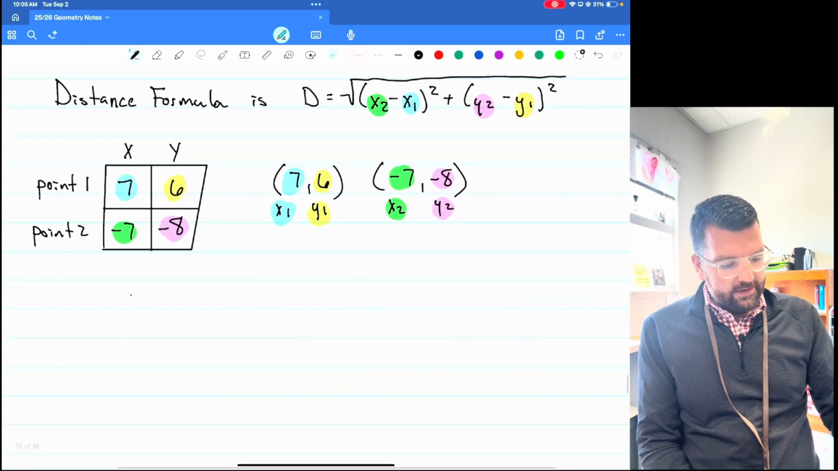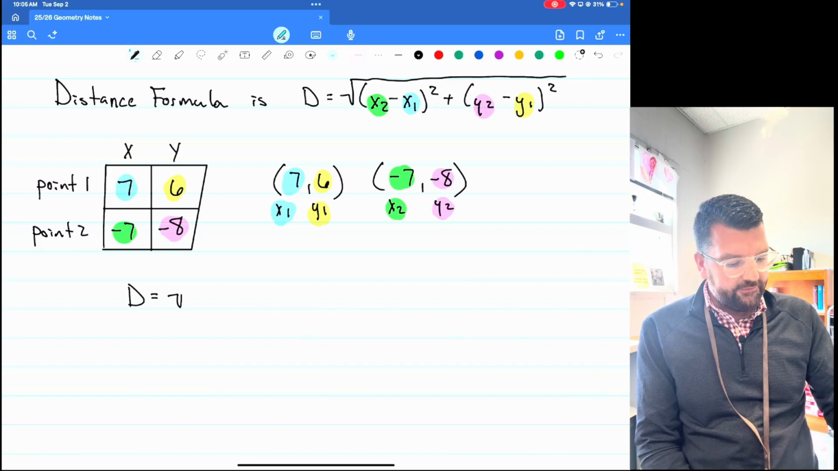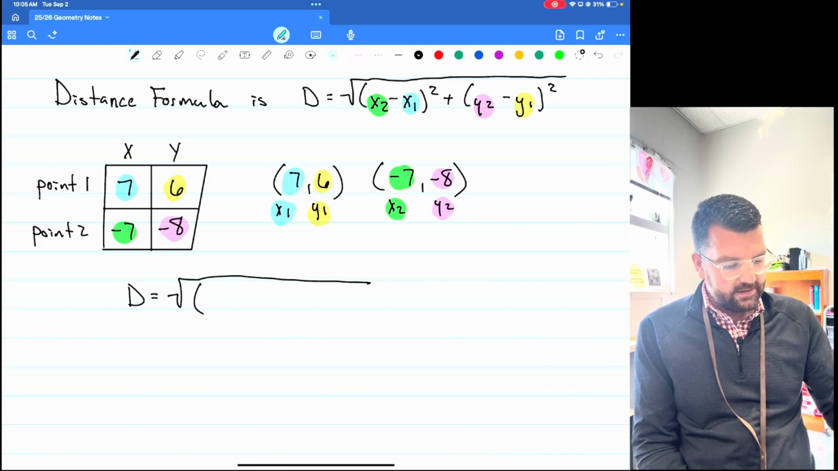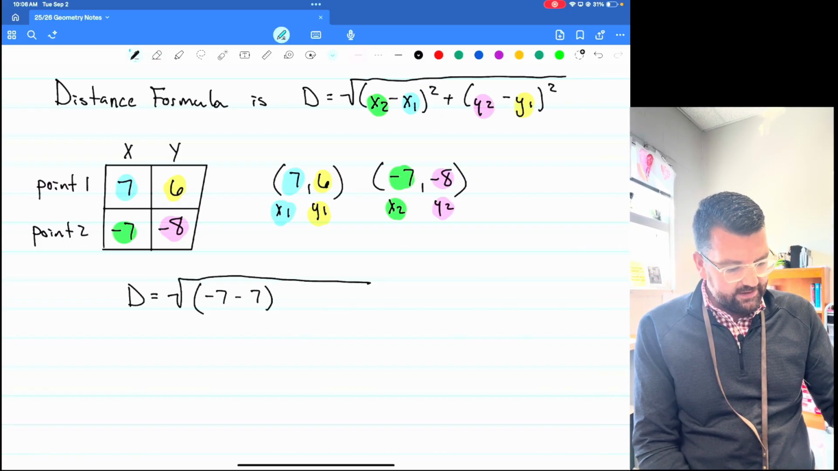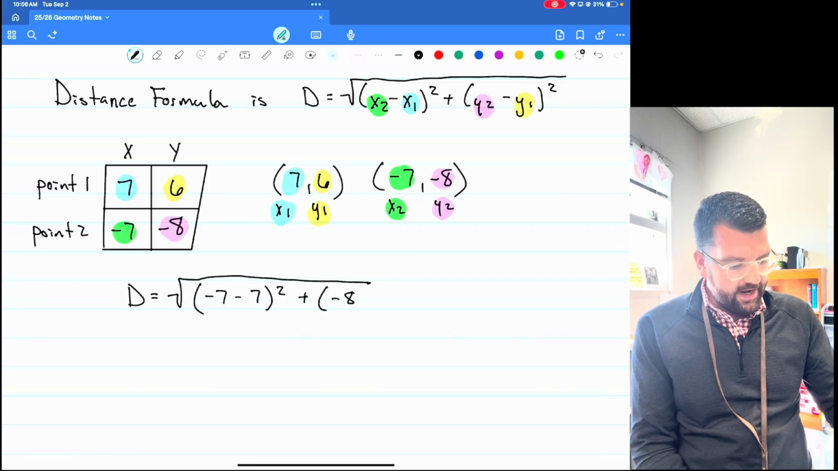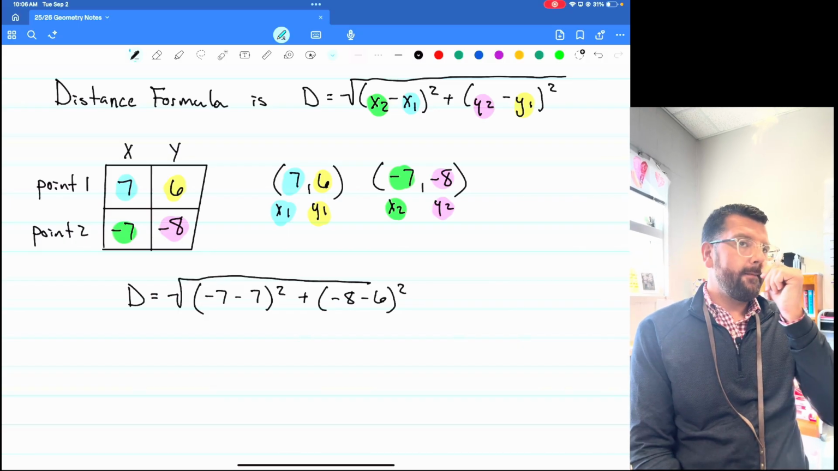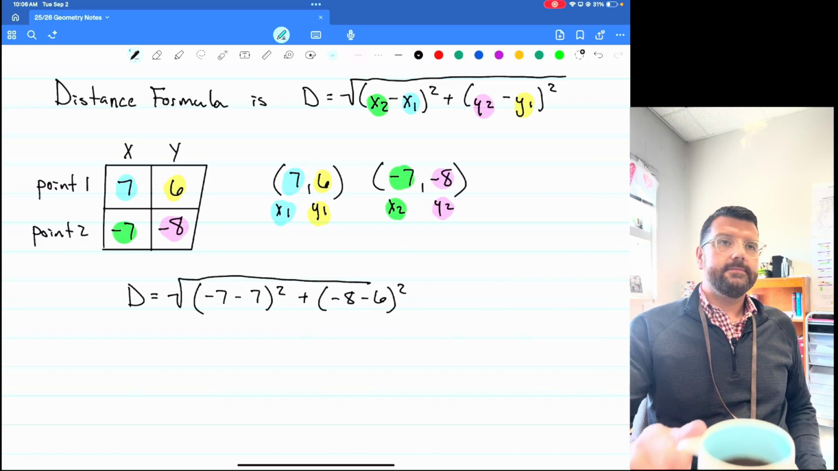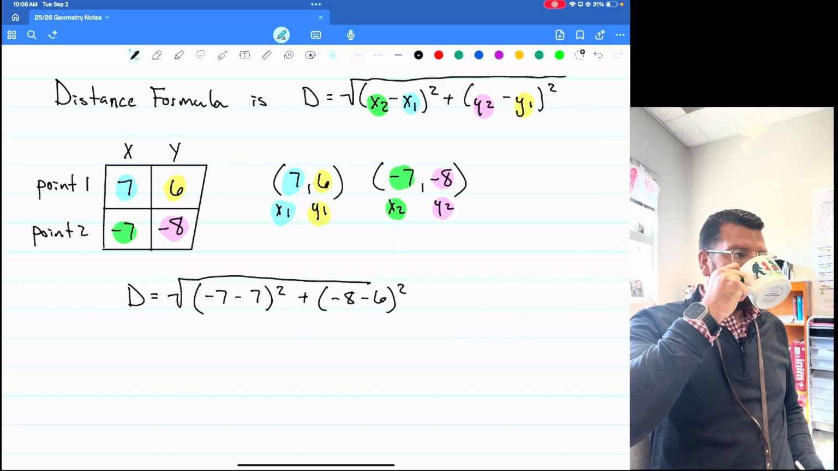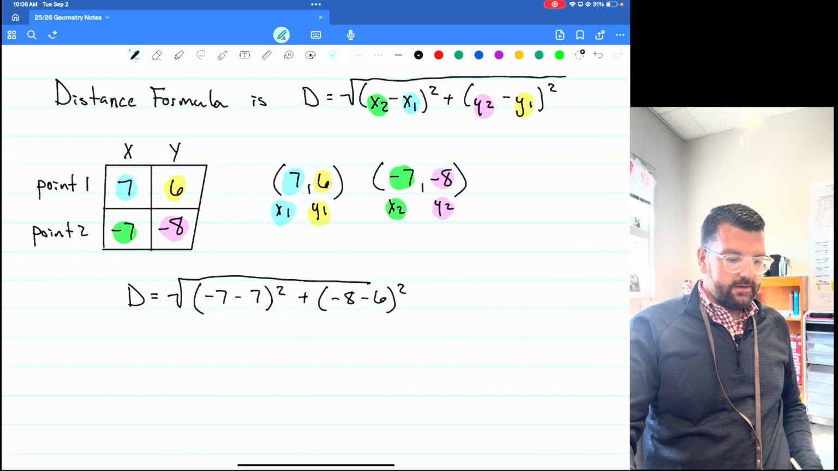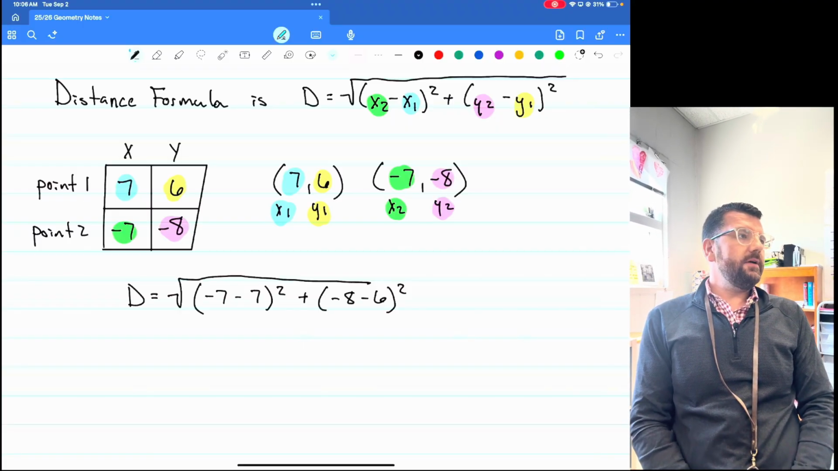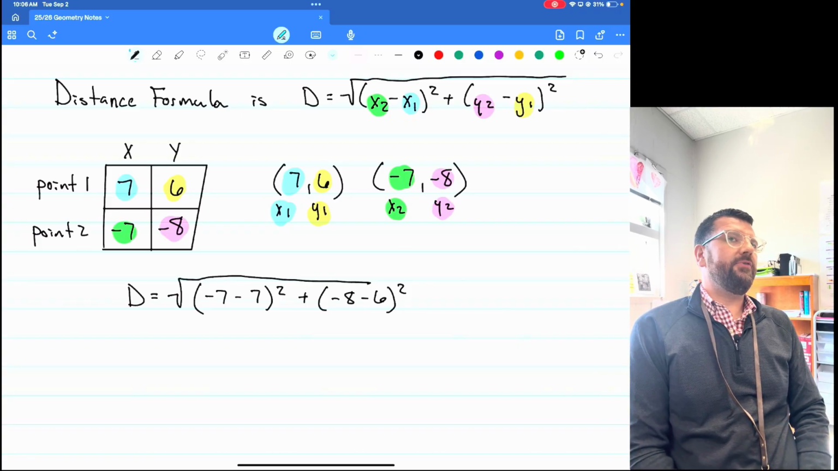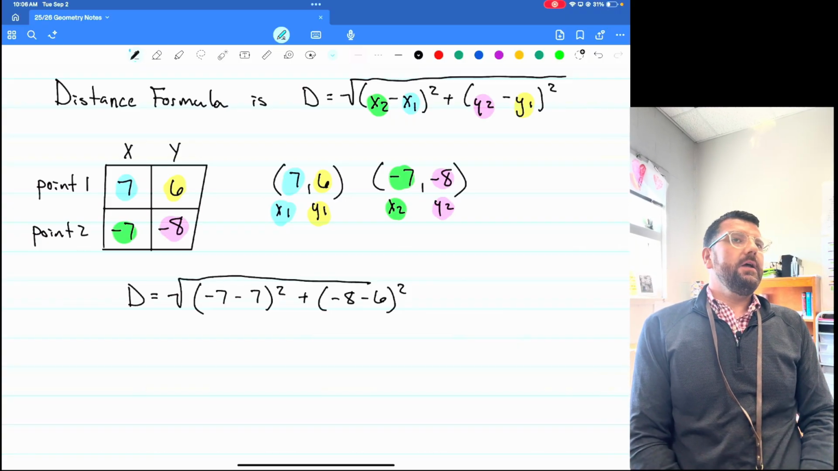So the distance formula between these two points could be written as negative 7 minus 7 squared plus negative 8 minus 6 squared. Now today we're not going to actually solve for the actual distance. We're just setting up the formulas. I want to give you guys practice on how to set up these formulas.